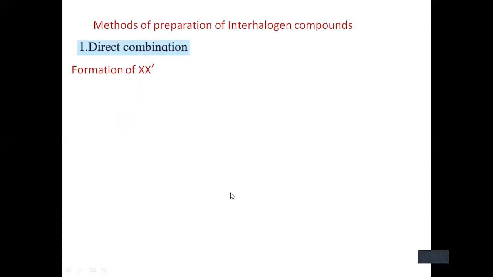Preparation of interhalogen compounds. There are three important methods explained for how compounds consisting of halogens only, interhalogen compounds, can be prepared. The first one is the direct method. By direct combination, we can prepare almost all categories of interhalogen compounds. Let us go for the first one.